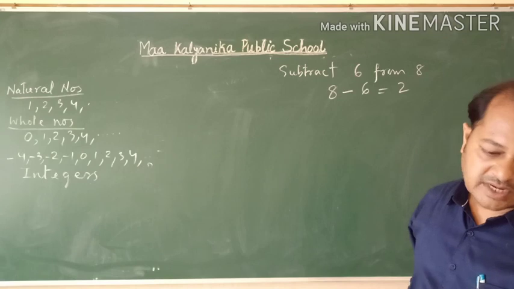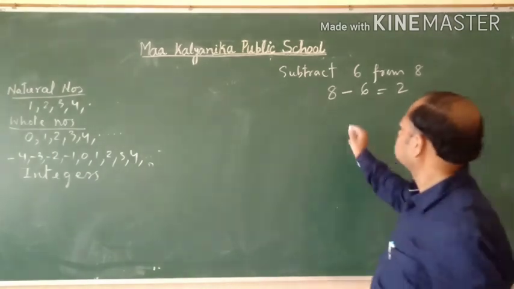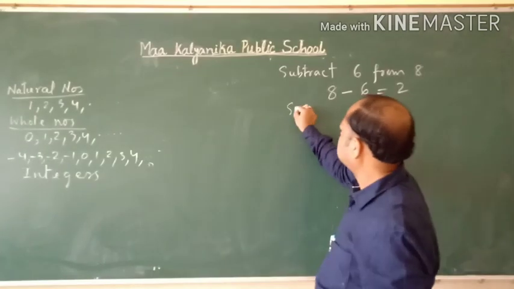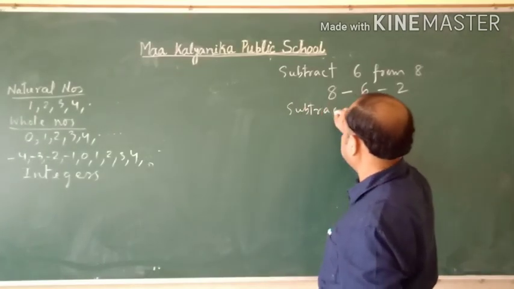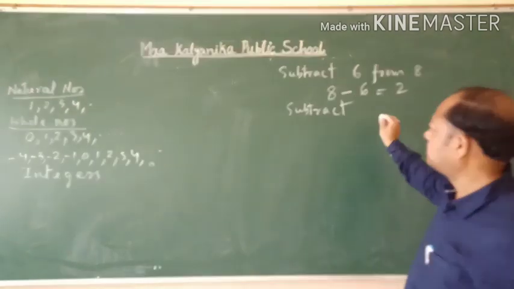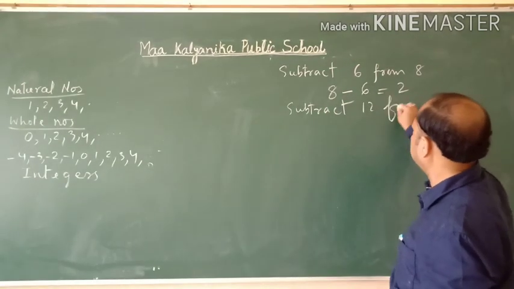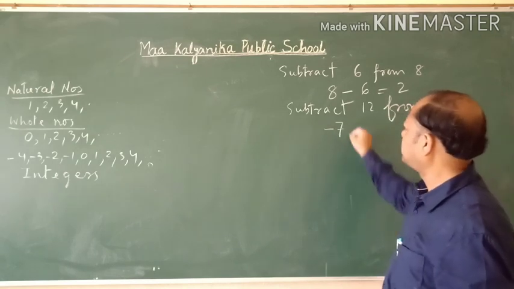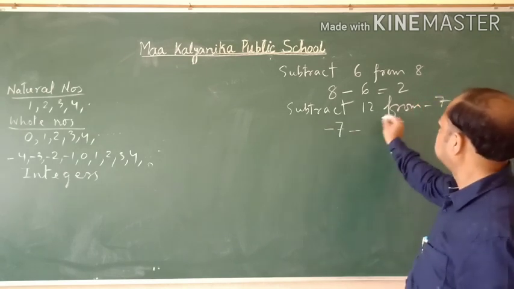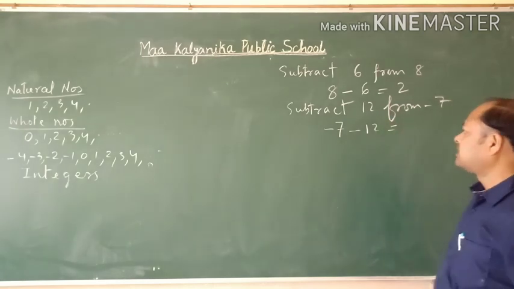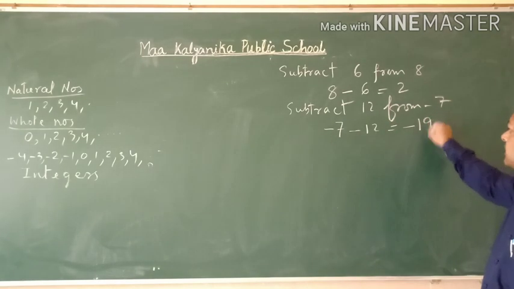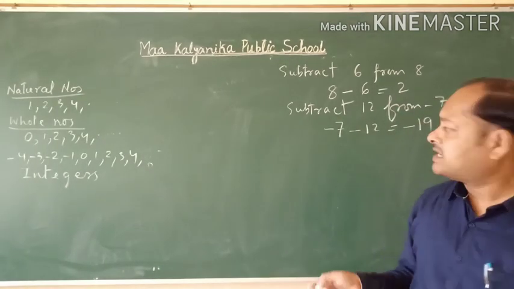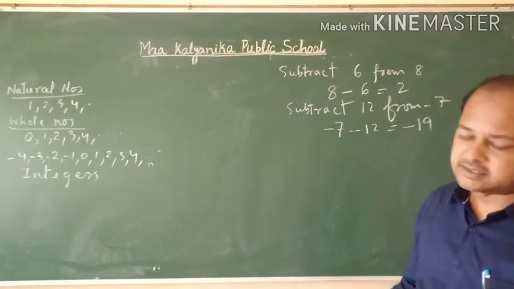Now the next question is subtract 12 from minus 7. From minus 7 means I write minus 7 first, then minus, then 12. So minus 7 minus 12 will be minus 19, that is the answer. We can do any subtraction like this with this method.